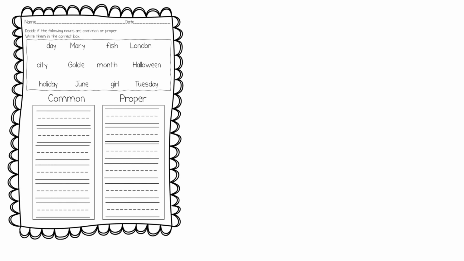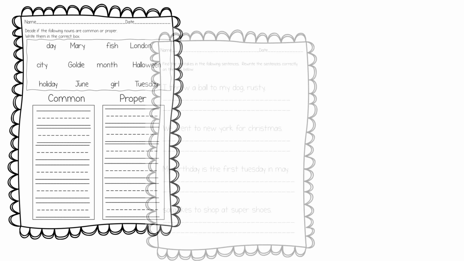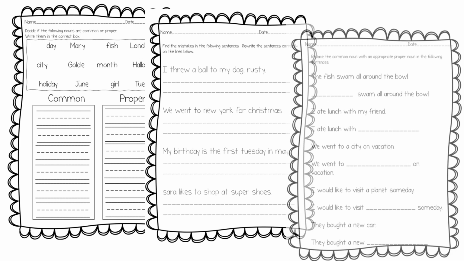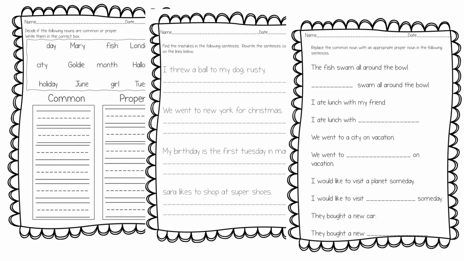I've also created 3 reproducible practice pages you can use with your students. These are included in my book and are available separately on my website. On the first practice page, students will sort and write the nouns at the top into the correct column depending on whether they are common or proper. On the next page, students will find and capitalize proper nouns that are written incorrectly with lowercase letters as they rewrite each sentence. On the last practice page, students will substitute a proper noun of their own choice for the common noun in each sentence. This is a great way to check for mastery of this concept.